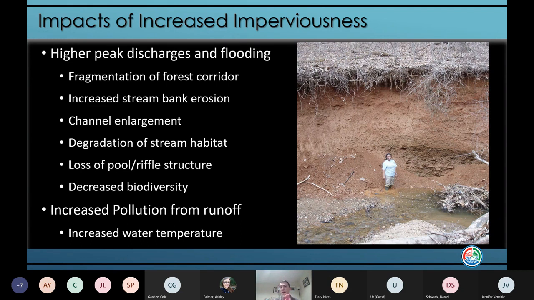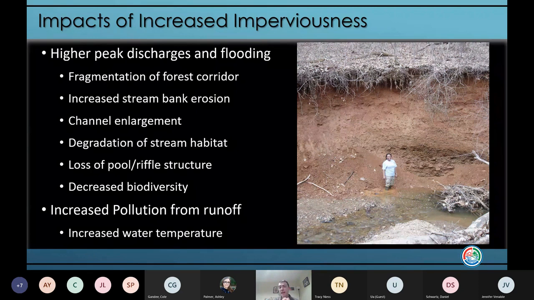So now you are kind of fragmented away from potential places that you can go. It also increases stream bank erosion. So the huge volume of water also comes with a huge amount of velocity. That water is now moving very, very quickly and it causes more erosion along the bank, but also the bed of a stream. So the sides and the bottom of the stream. And once that erosion starts, it's very difficult for it to stop. So erosion kind of begets more erosion.